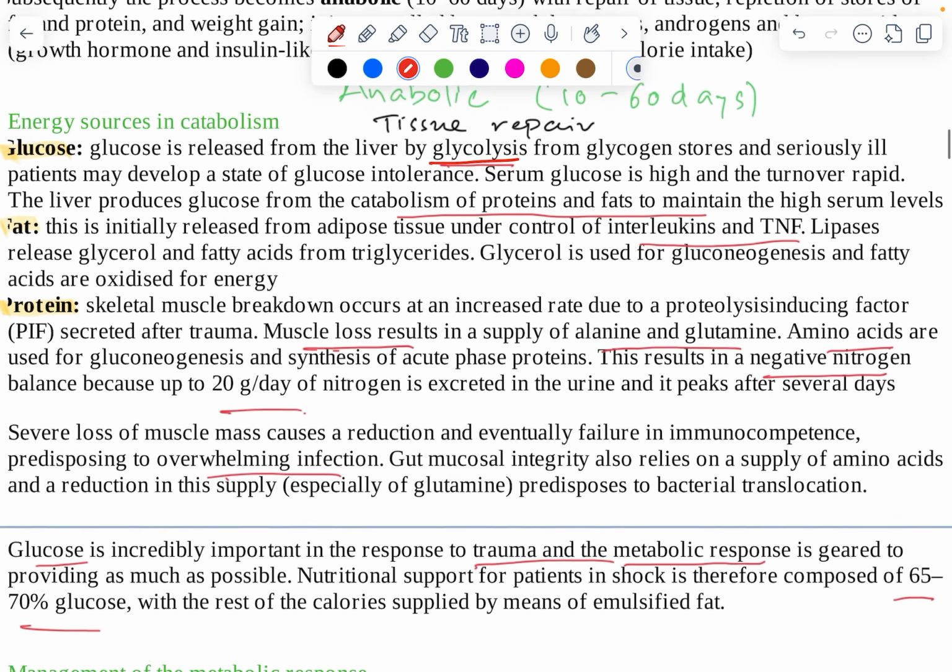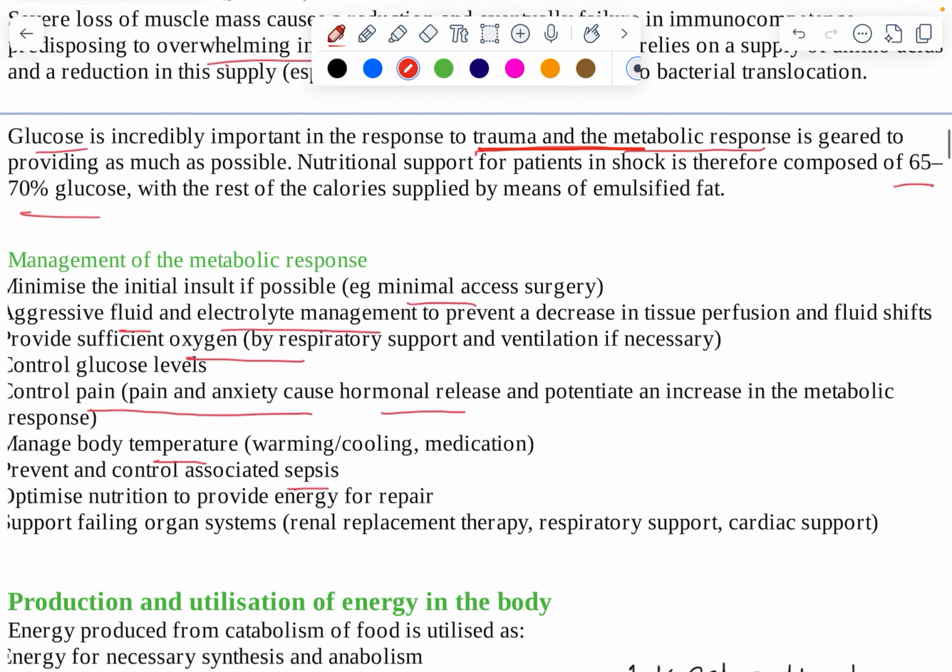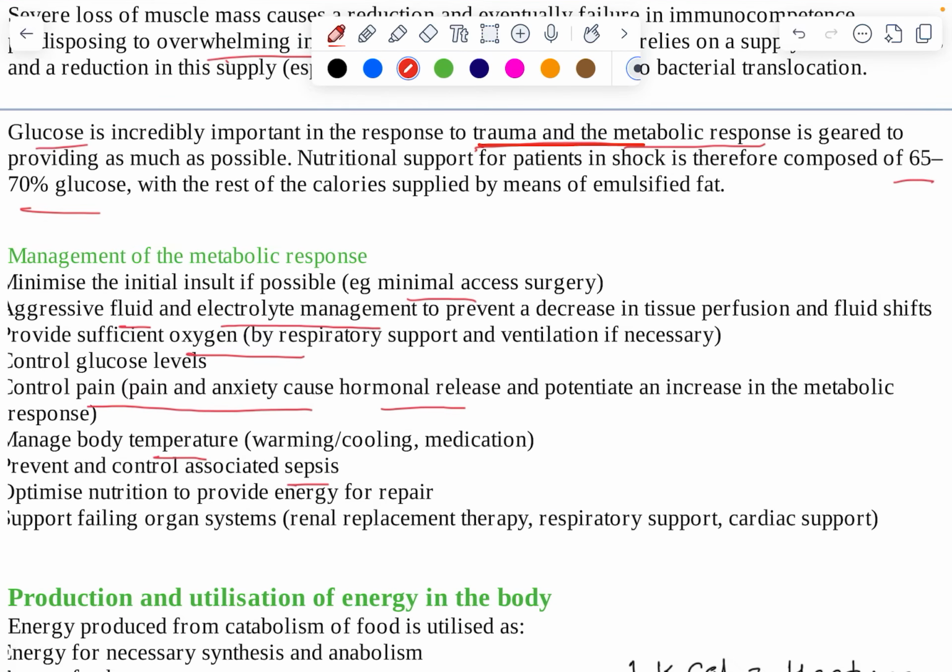Glucose is important in trauma and metabolic states. Management of the metabolic response: minimal insult if possible, minimal excess surgery, aggressive fluids and electrolytes to prevent decreased tissue perfusion, provide sufficient oxygen and respiratory support, control glucose levels, control pain, manage body temperature, and avoid sepsis. Now production and utilization of energy in the patient. Energy is produced from food and is necessary for synthesis. Energy is also produced as heat.